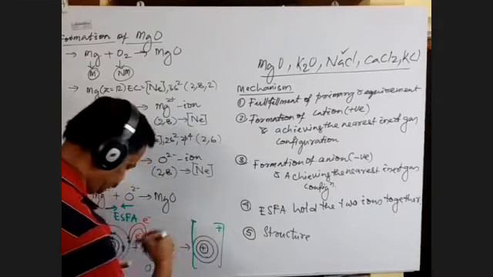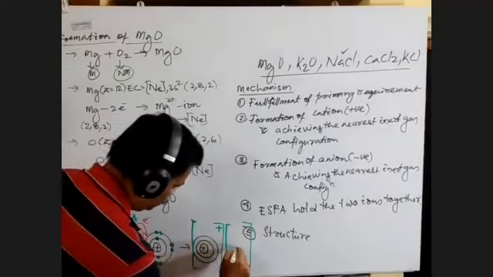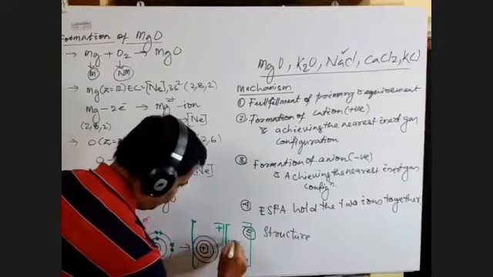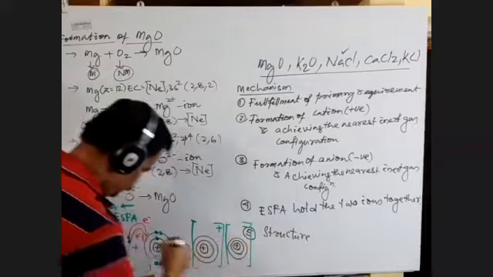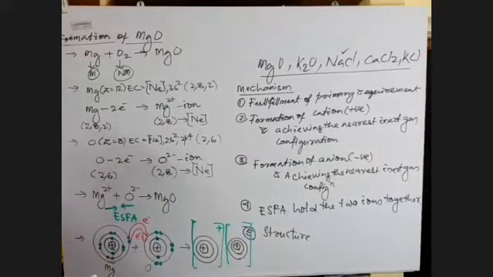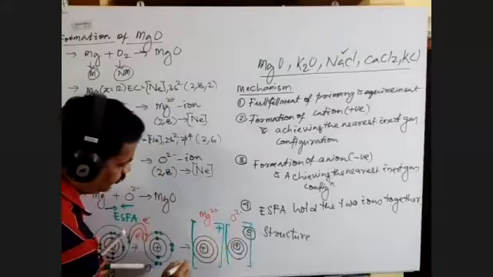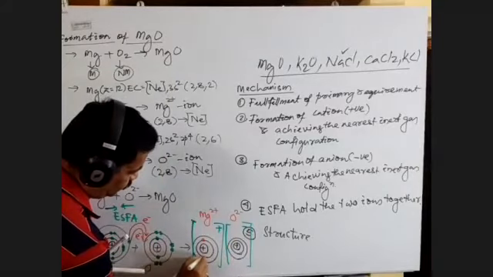And the second one, which is a negative entity, is also oxygen, which has also two shells, but the number of electrons is different. Now here, this is your magnesium 2 plus. This is your oxygen 2 minus.